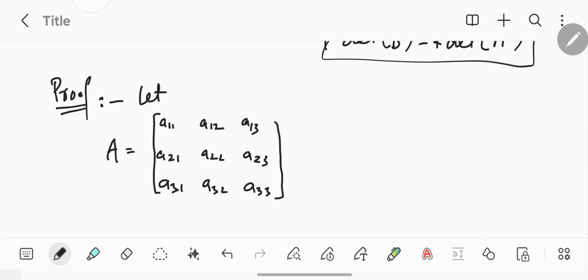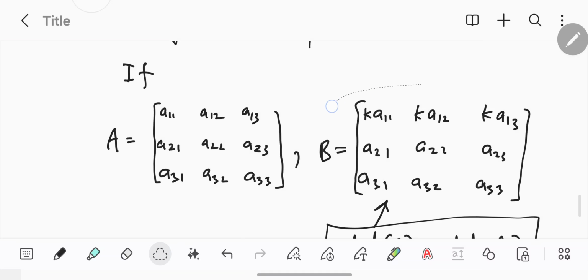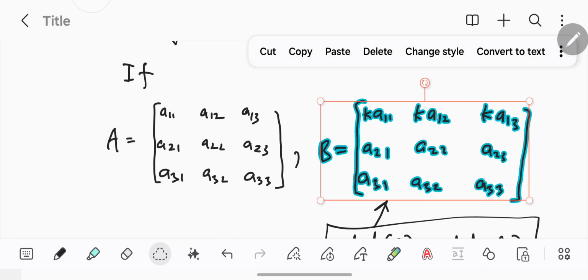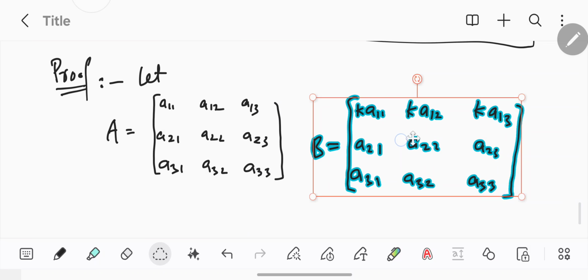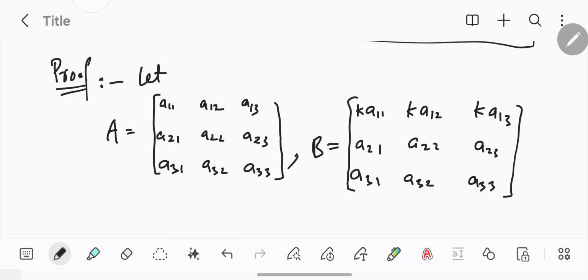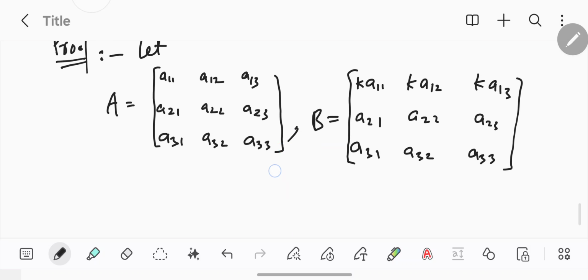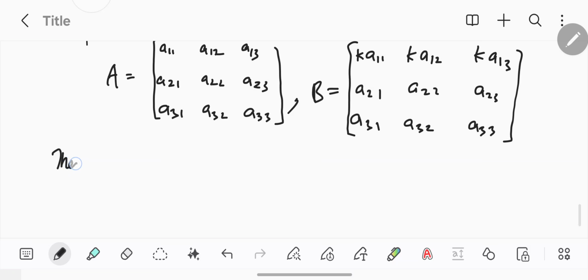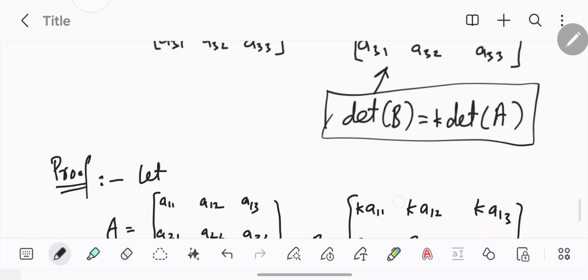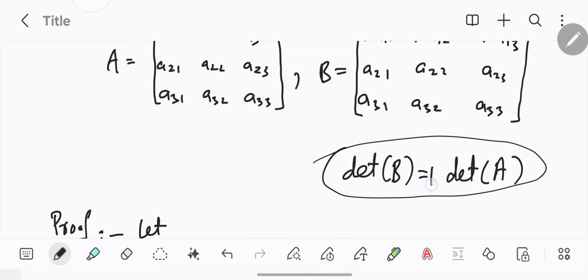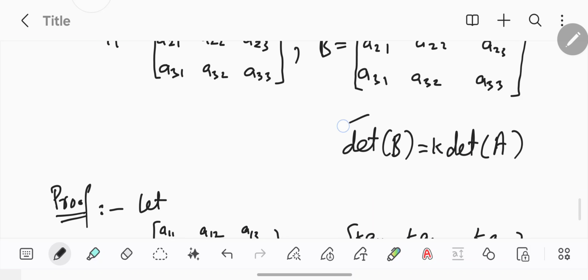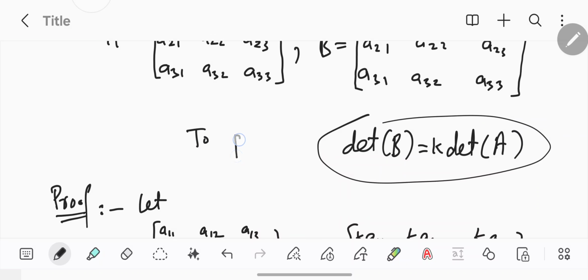Let A be this matrix and B be a matrix obtained by multiplying row 1 by k. You can multiply any row by k, but I am multiplying row 1 by k. Then we will find the determinant of A and the determinant of B, and we will prove that k times determinant of A is equal to determinant of B. We have to prove this.